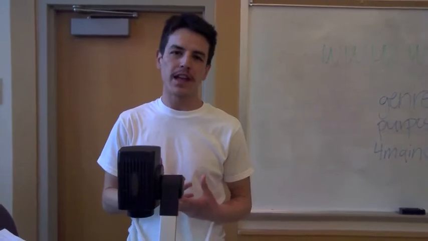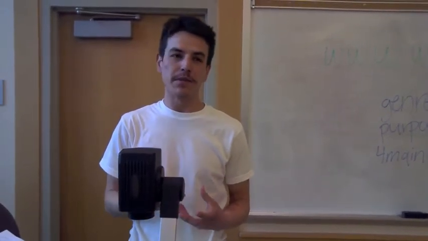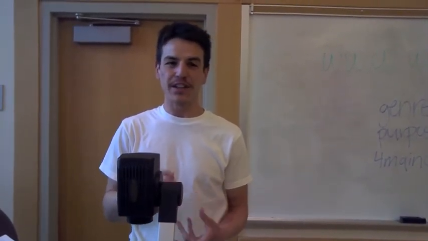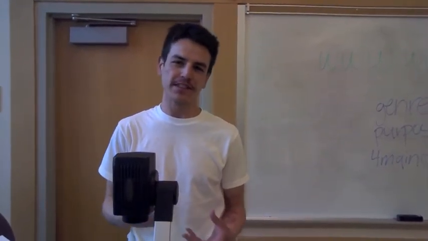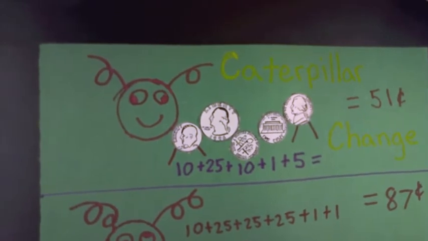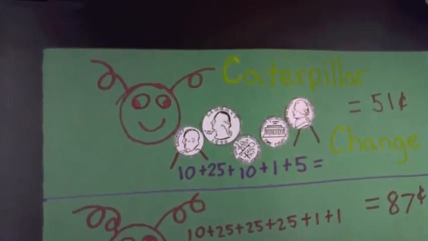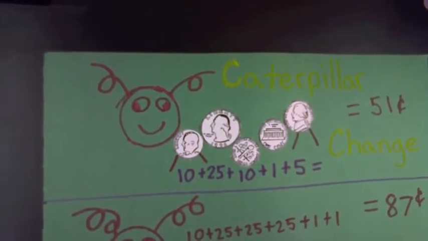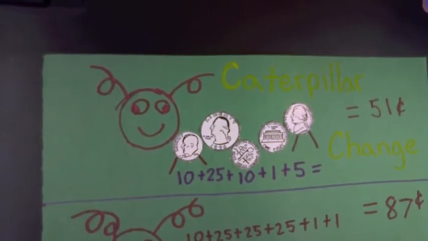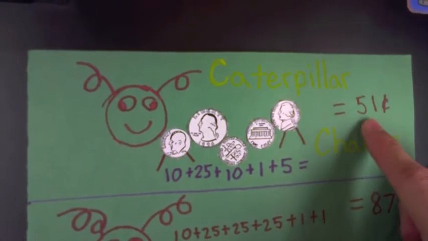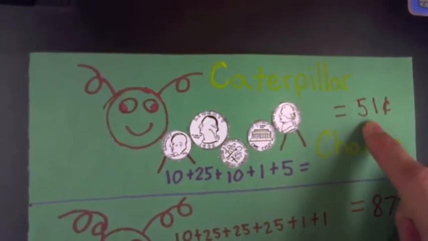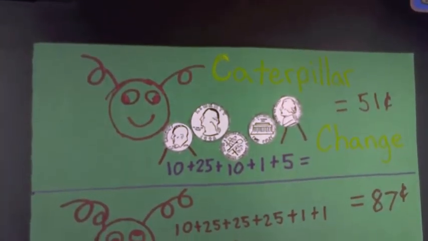We've already learned how to add the same coins together. So now we're going to learn how to add the different coins to get set amounts. We're learning to make set amounts, or what I call caterpillar chains. So first I'm going to show you how I made my caterpillar chains. This caterpillar chain is 51 cents. So let me show you how I got to 51 cents.